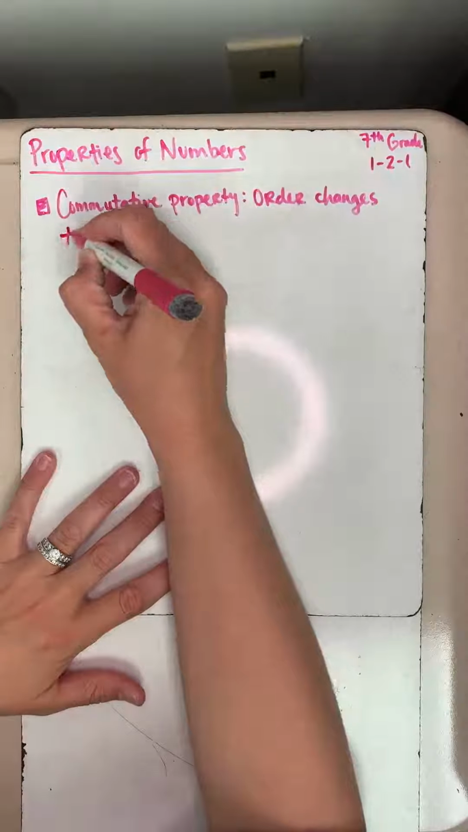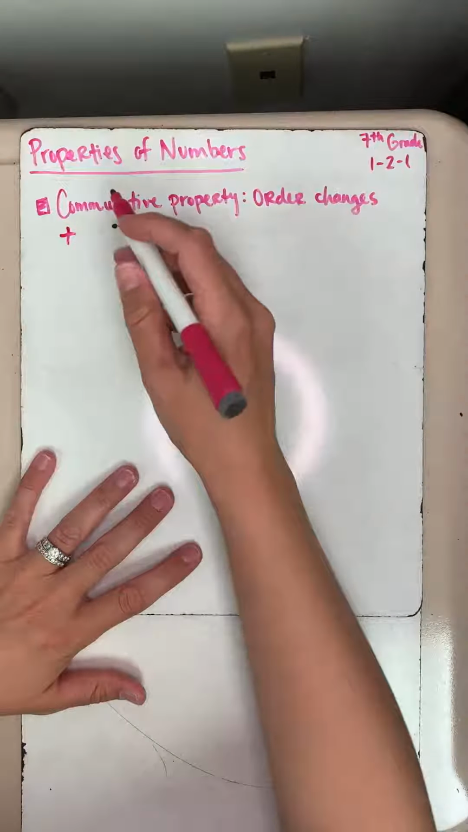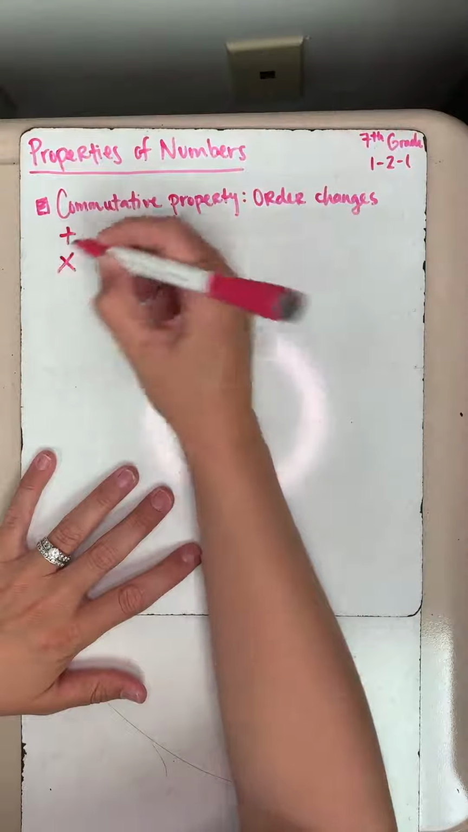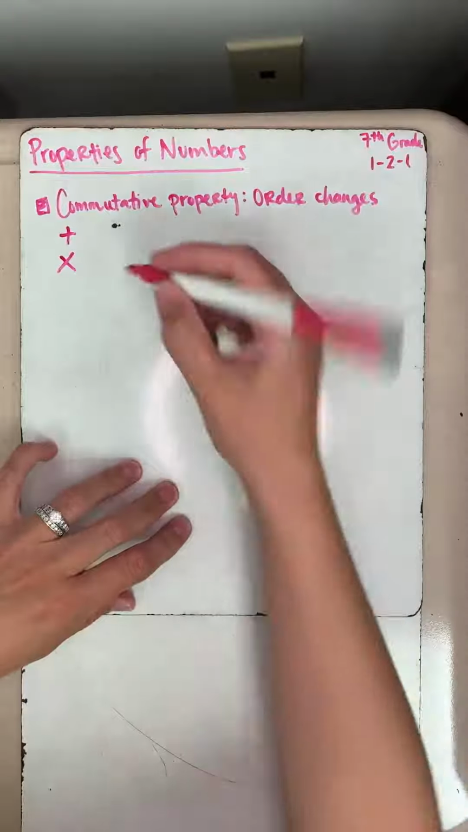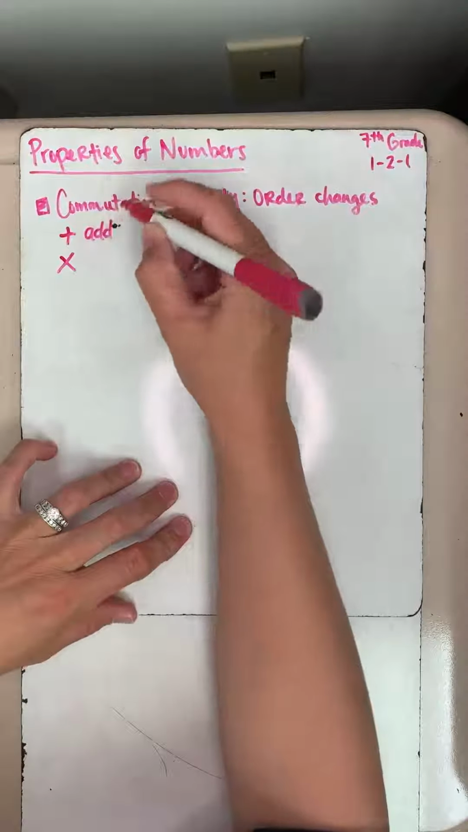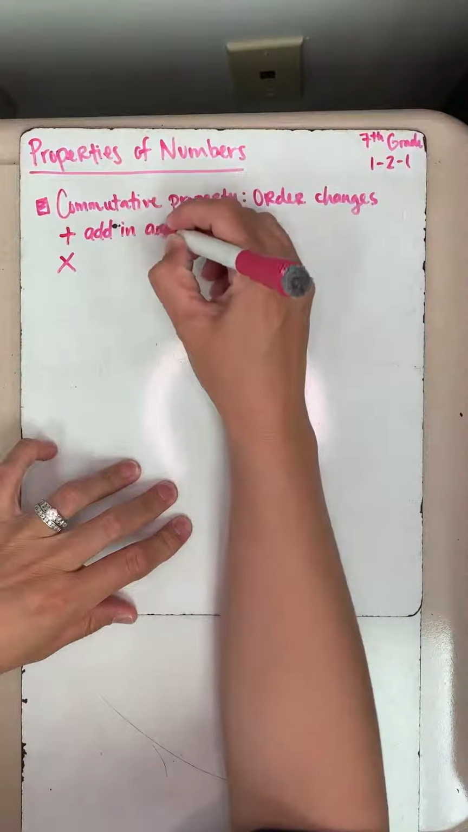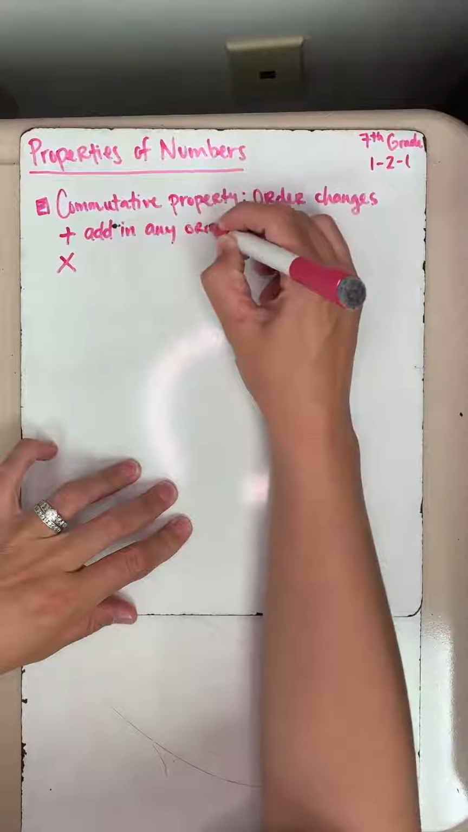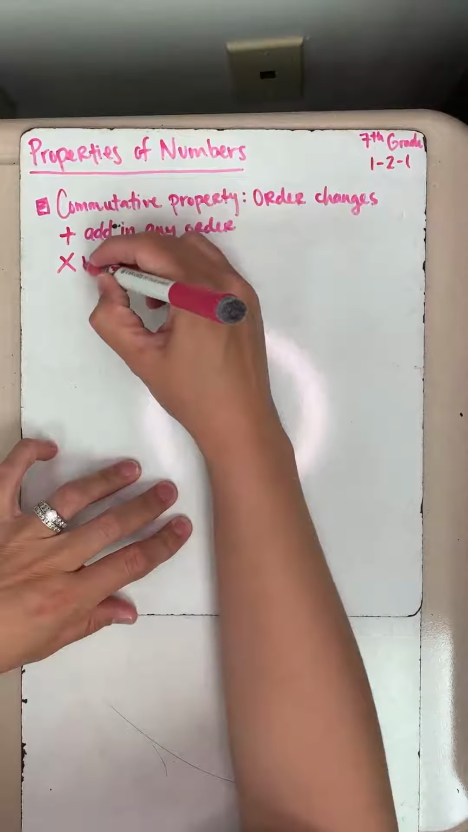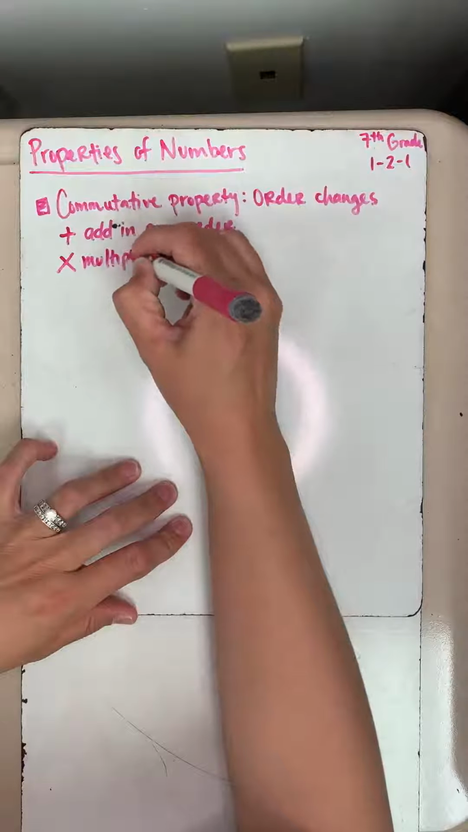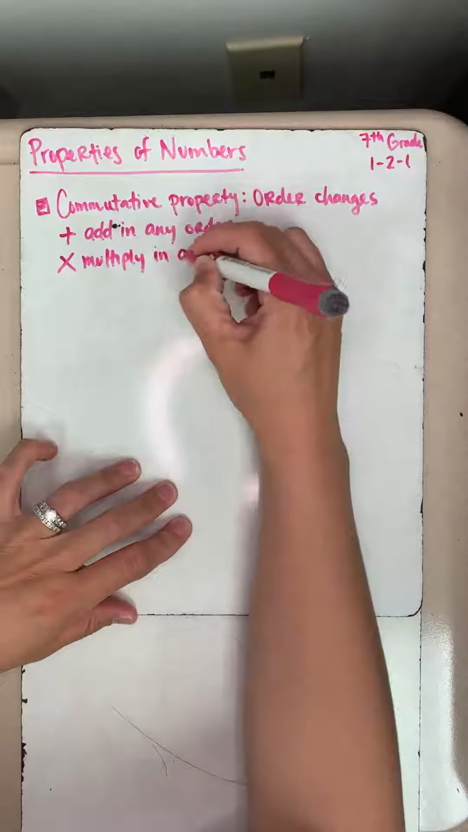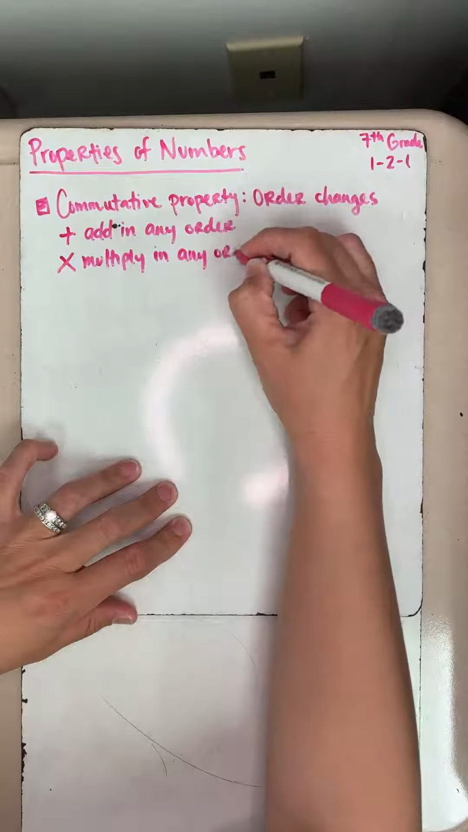Now, we have it in addition. We also have the commutative property in multiplication. So you can add in any order, or you can multiply in any order.